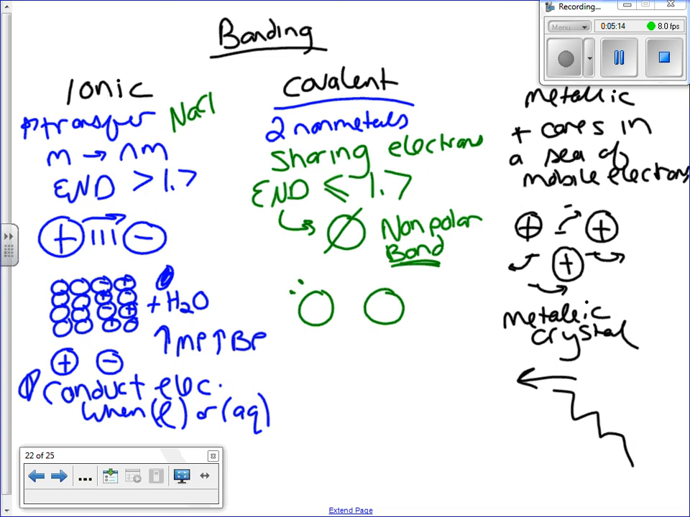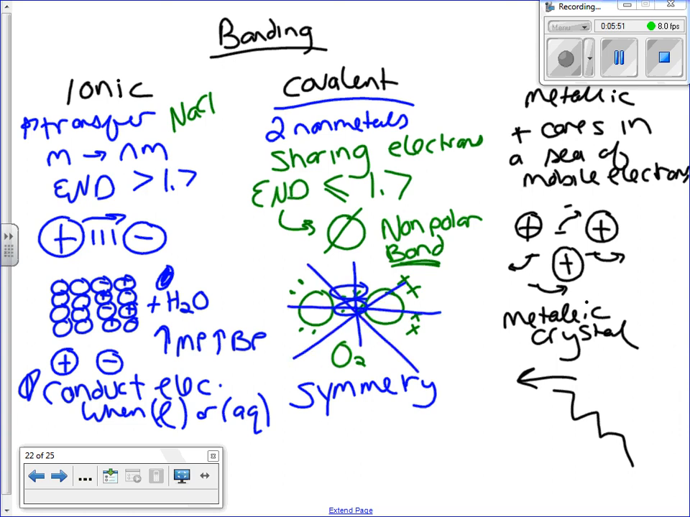Each oxygen has 6 valence electrons. All right, here's their valence electrons. You can see that O2 has a double bond. It shares 2 pairs of electrons. The END between oxygen and oxygen is 3.5 minus 3.5, so it is 0. Okay, so this is a nonpolar bond. It's also a nonpolar molecule because it has symmetry. Okay, it's symmetrical any way you slice it, basically.